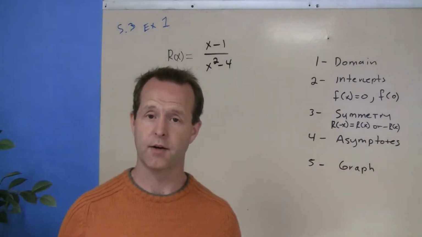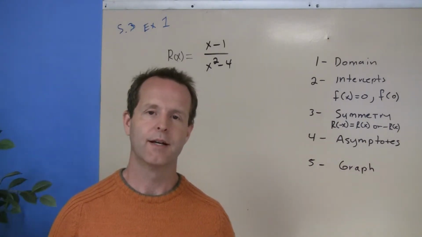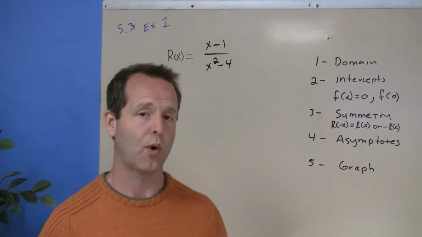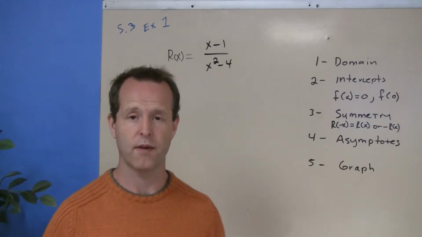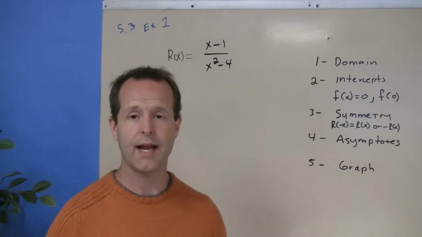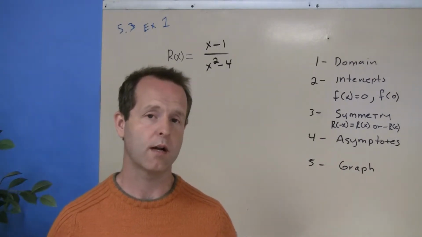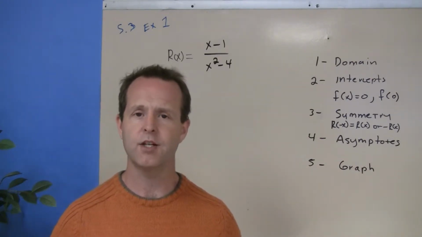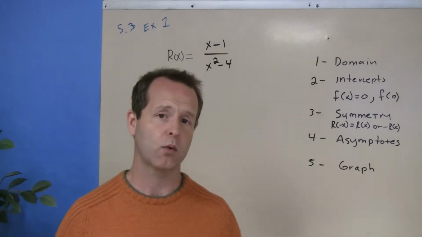We can look for its intercepts, both its x and y intercepts. We can test to see if it's symmetrical with the y-axis or with the origin. We can look for its asymptotes, both its vertical and its horizontal asymptotes. And based on the information, that will give us a fairly good idea what this graph looks like.